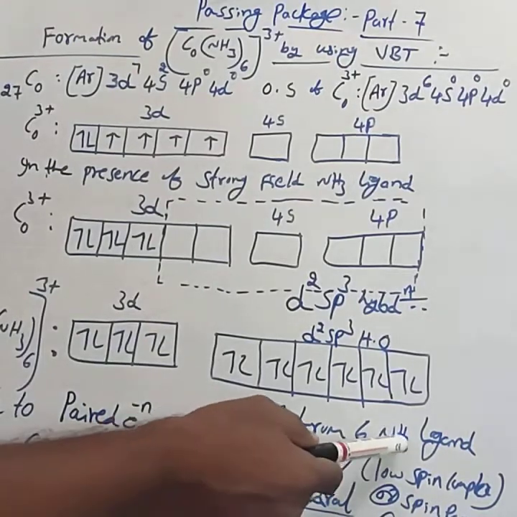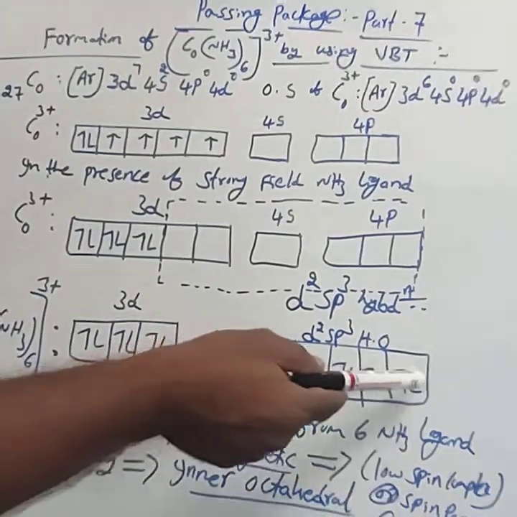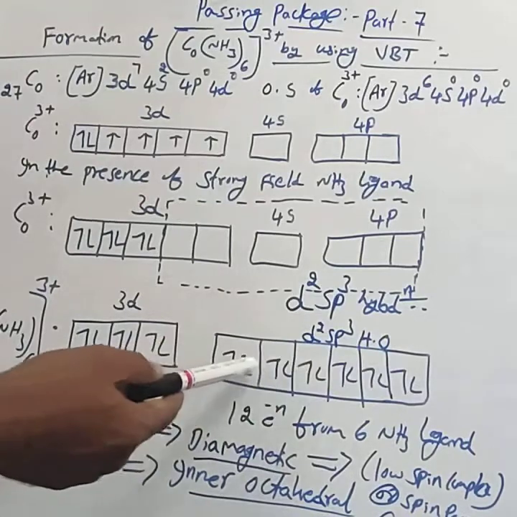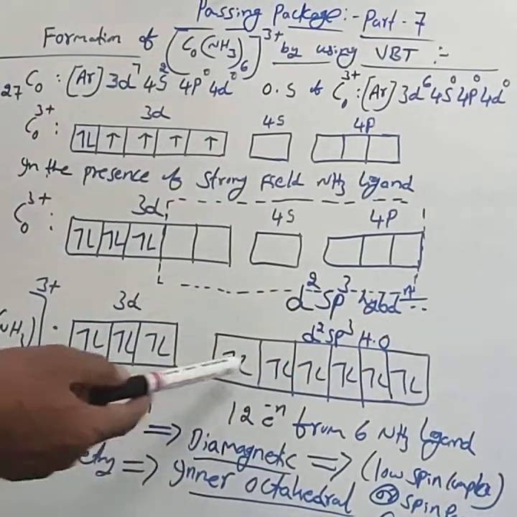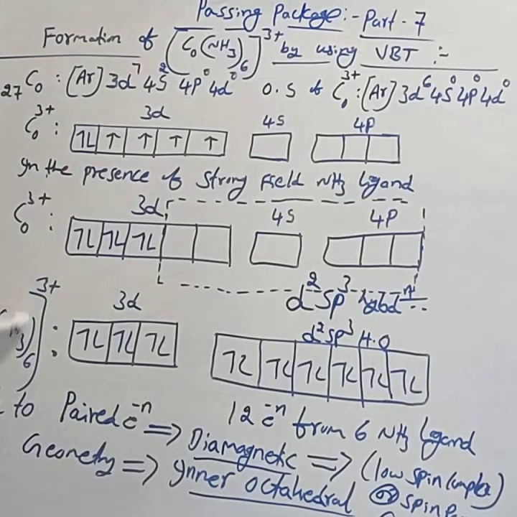From 6 NH3, 12 electrons are accommodated, filled into the vacant hybrid orbitals. Then this is considered as the [Co(NH3)6]3+ complex. The complex contains paired electrons.